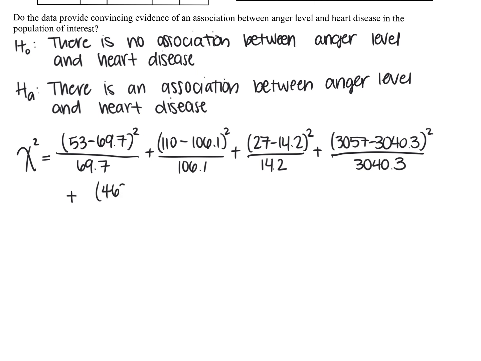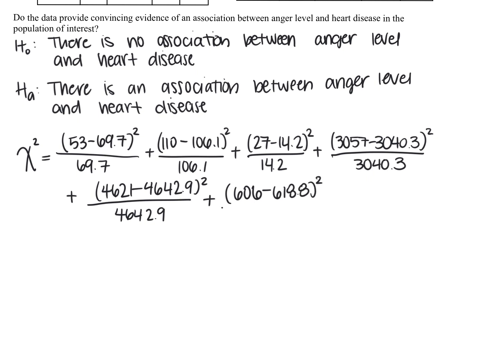Then 4621 minus 4642.9 squared over 4642.9. And then our last value, 606 minus 618.8 squared over 3040.3. So that's going to give us a chi-squared test statistic of 16.08.